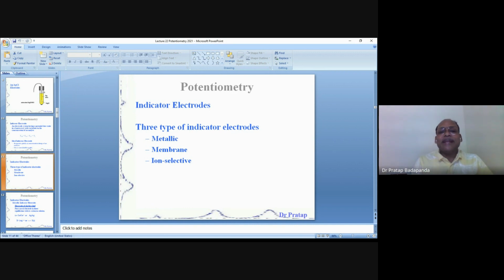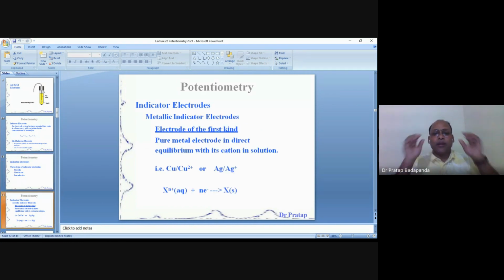Now the thing is that indicator electrodes are of 3 types: one is metallic, second is membrane, third is ion selective. If you go to the metallic indicator electrode, it is the electrode of the first kind. We use pure metal electrodes in direct equilibrium with its cations in solution. That means, for example, you dip a copper electrode into copper sulfate solution. So it is given here as Cu/Cu2+ or Ag/Ag+.